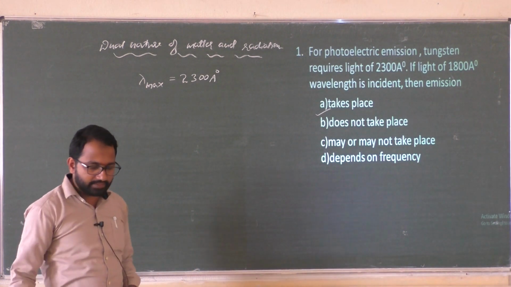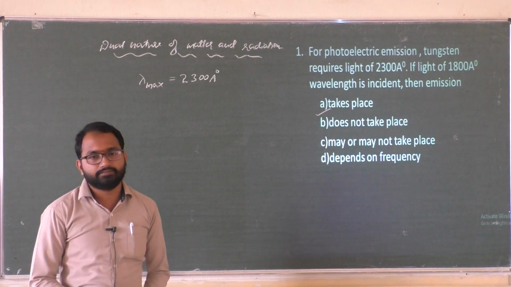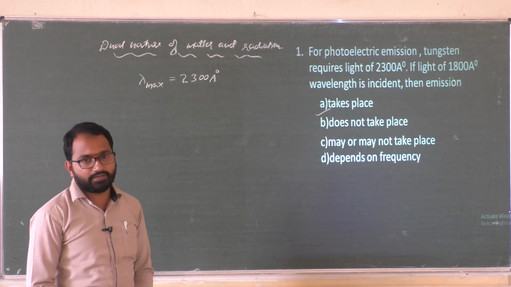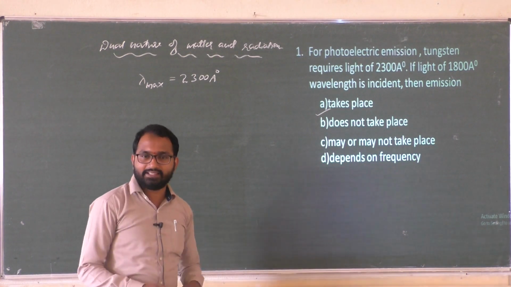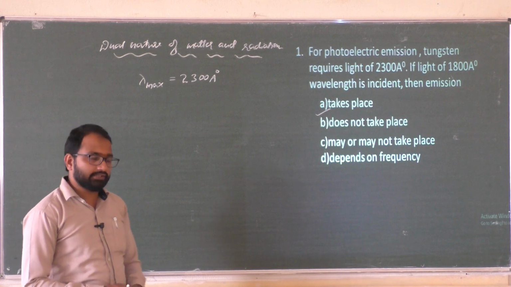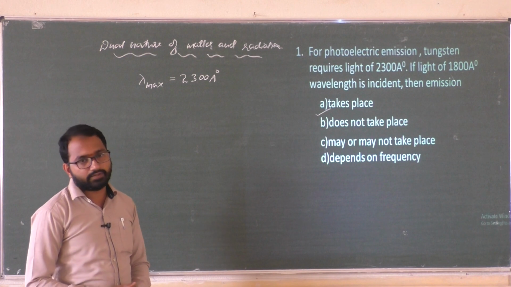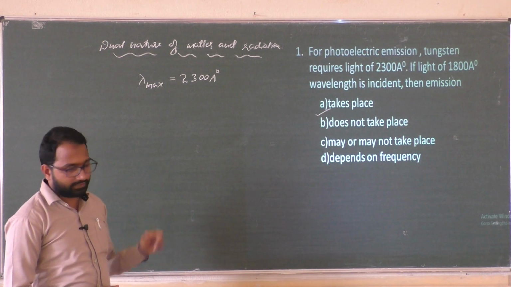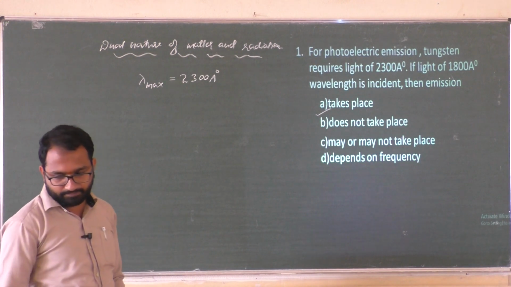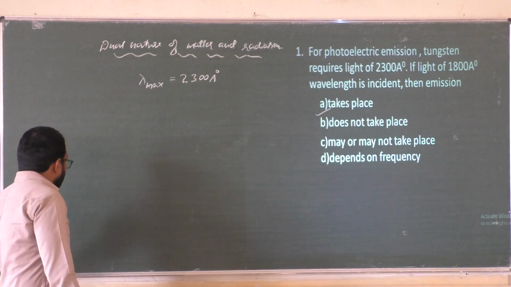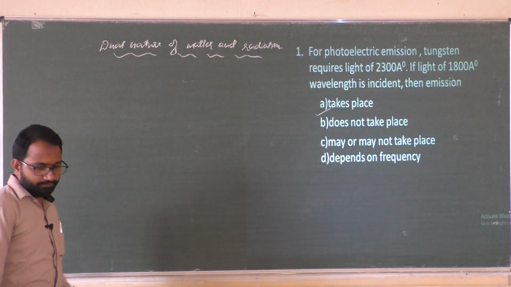Okay, in case of frequency, if instead of wavelength, threshold frequency is given, and the incident light has a frequency which is less than the threshold frequency, then photoelectric emission does not take place. But here the wavelength is given, which is less than the threshold wavelength, so photoelectric emission takes place. Okay, so we move on to the next question.